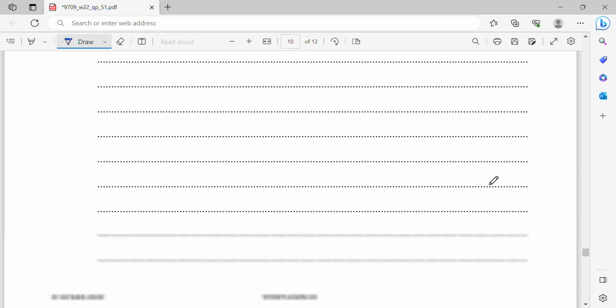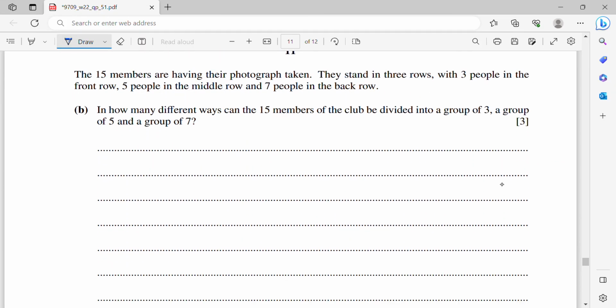Right, so now, part B. The 15 members are having their photograph taken. They stand in 3 rows with 3 people in the front row, 5 people in the middle row, and 7 people in the back row. In how many different ways can the 15 members of the club be divided into a group of 3, a group of 5, and a group of 7?